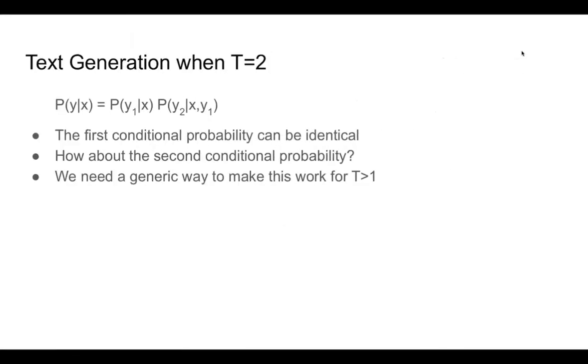But what if T equals two? Then we can say that the first conditional probability will be identical, but how about the second conditional probability? It becomes a bit different.